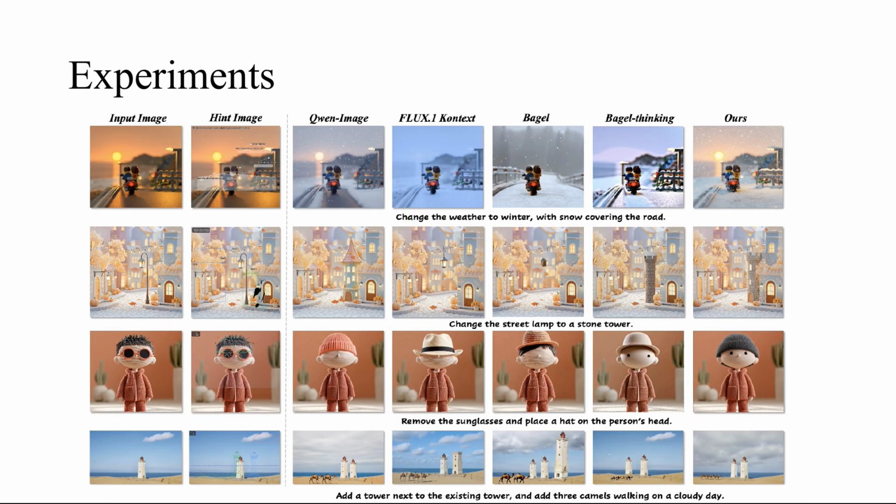Beyond hardcore reasoning, Hint2Gen excels in general image editing, like turning a lamp into a stone tower. Because code hints provide pixel-level boundaries, our model achieves total change where requested and zero change where not. This solves the background drift issue prevalent in traditional diffusion models, ensuring high consistency and practical utility.